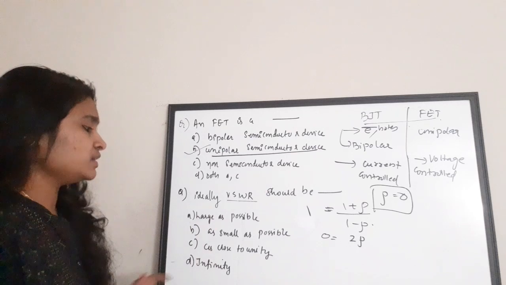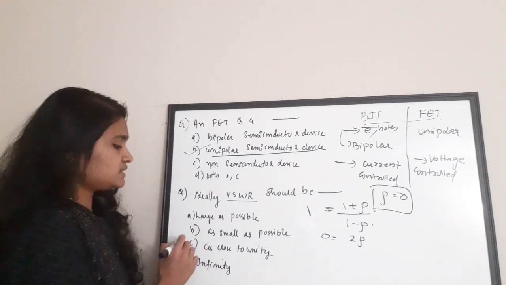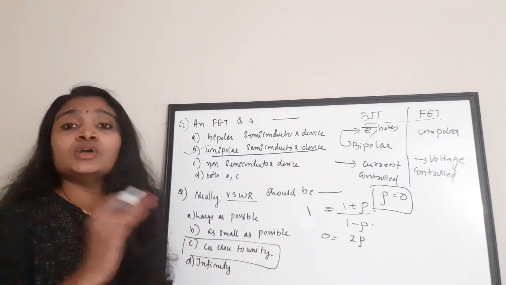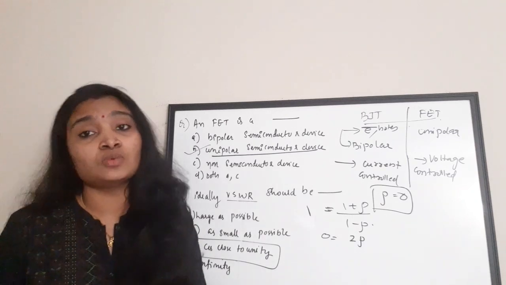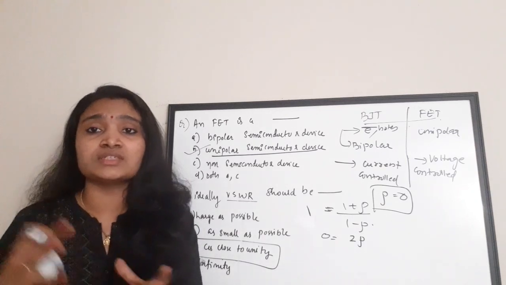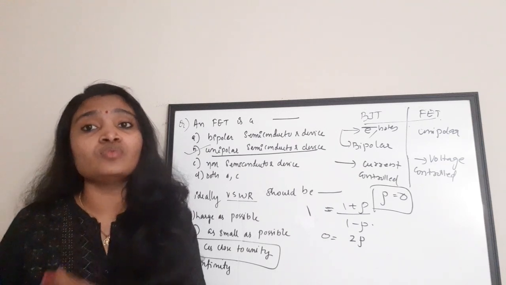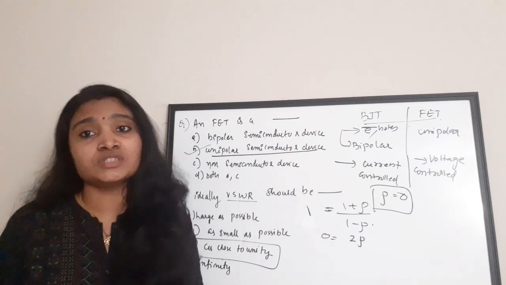So what will be the answer for this question? It is C, as close to unity. So the ideal value of VSWR is as close to unity, or as close to 1. That is the answer for this question.